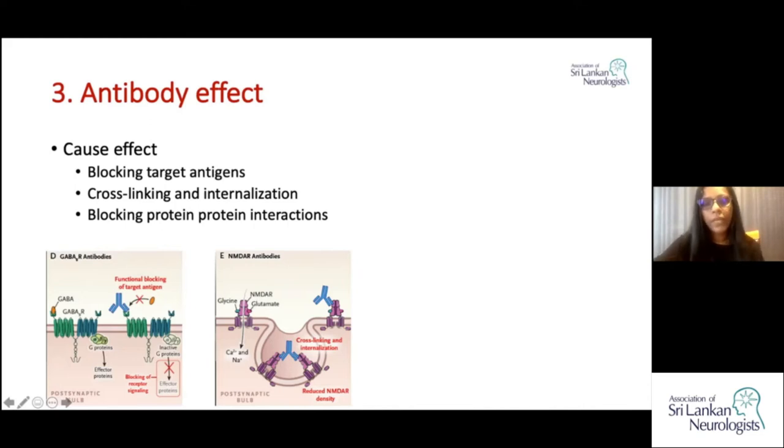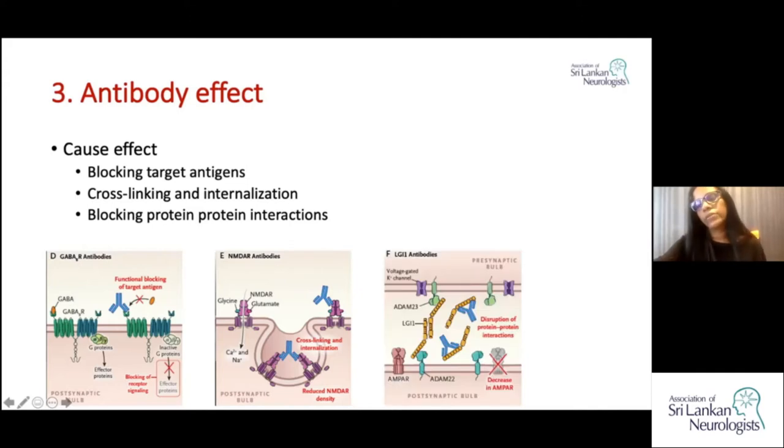Or it could be the case of these antibodies causing linkages with proteins which are important for normal function. So these proteins normally interact, and there would be disruption of that interaction by these antibodies binding to these proteins.